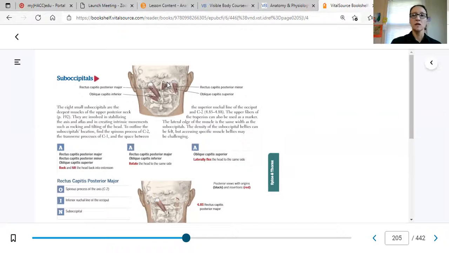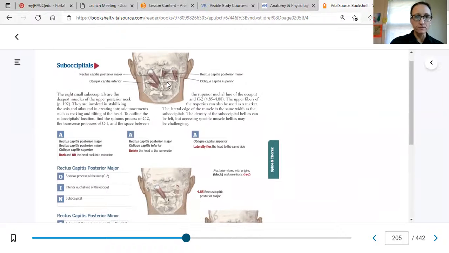Now, what do these suboccipital muscles do? Well, because of their position, they can't do a whole lot, but they do rock and tilt the head into extension. The suboccipitals are what I like to call the what's up muscles, because that's what they do. They don't extend the head and neck like other muscles. All they do is rock and tilt the head back.